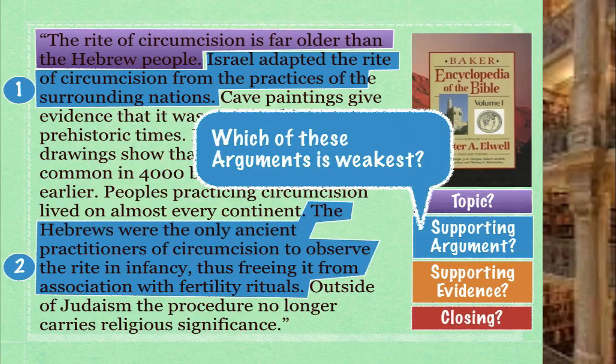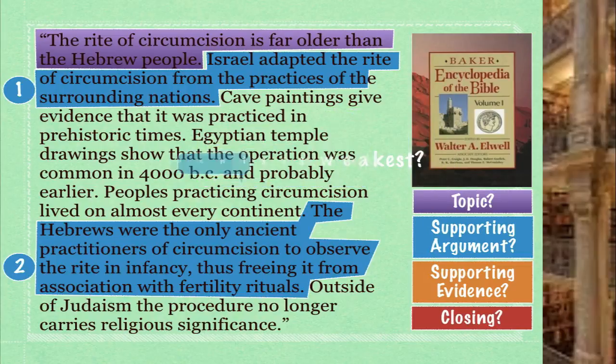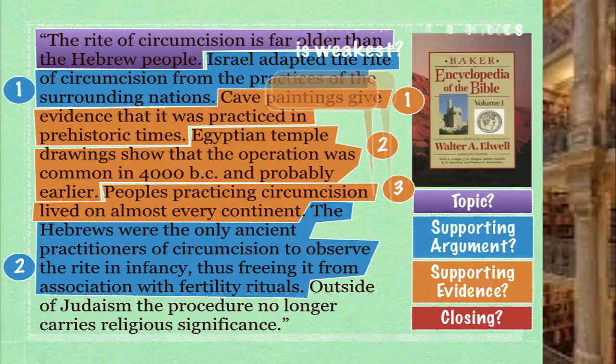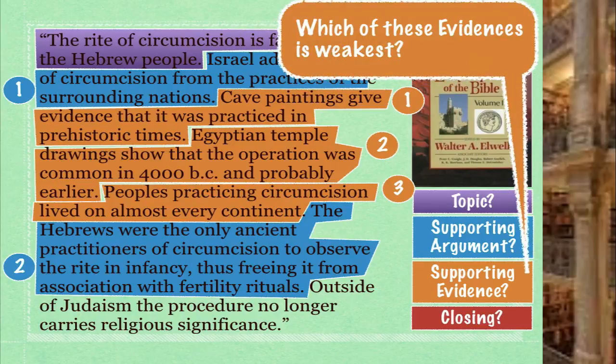Now, the next part of this paragraph gives really three supporting evidences. The first is cave paintings give evidence that it was practiced in prehistoric times. The Egyptian temple drawings show that the operation of circumcision was common in 4000 BC and probably earlier. And the third supporting evidence is this: peoples practicing circumcision lived in almost every other continent. So again, answer this question. In your view, which of these evidences is the weakest?